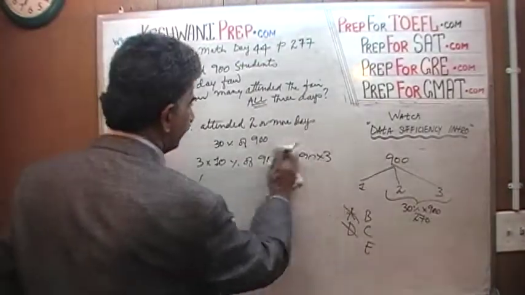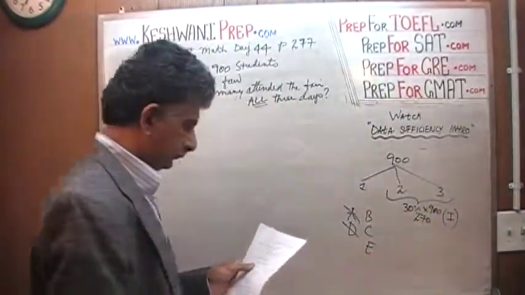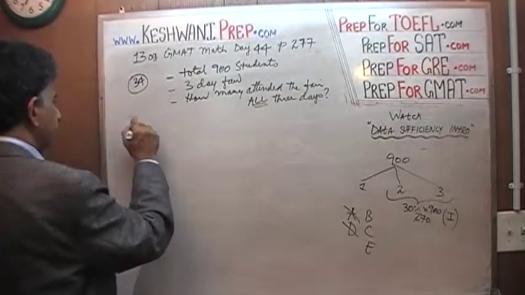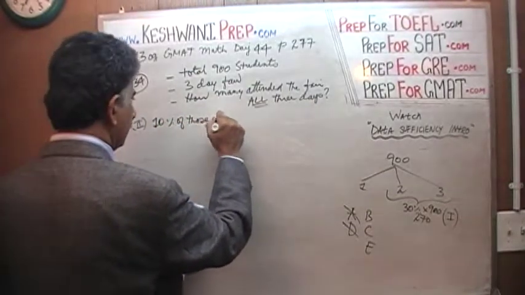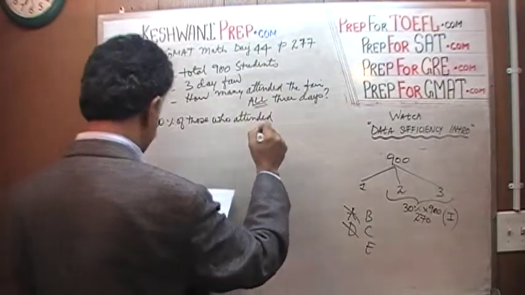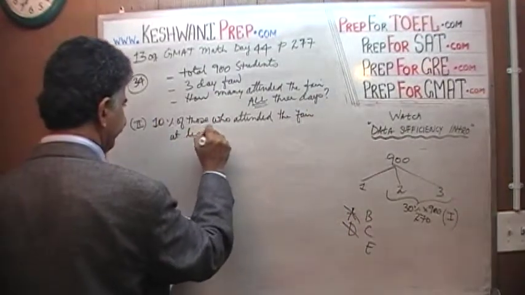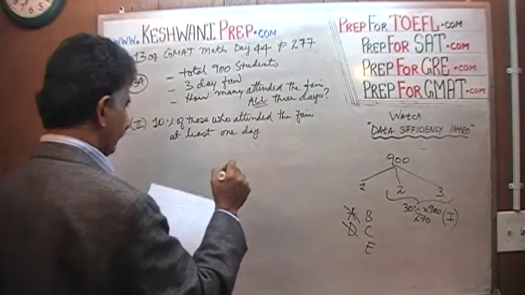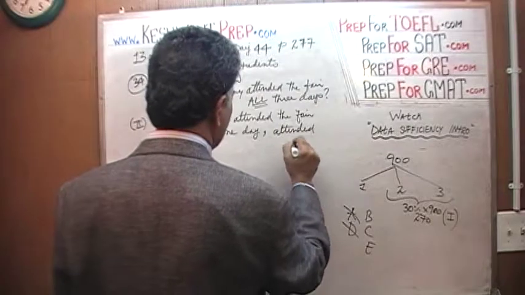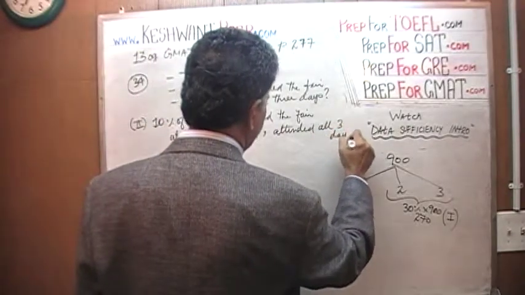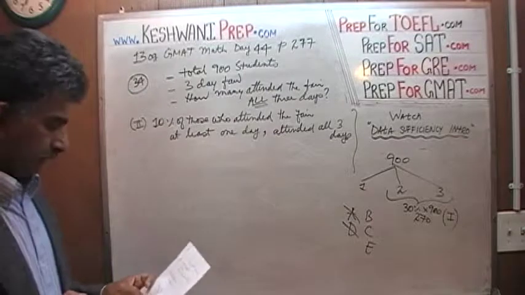Let's look at the second statement. In the second statement, they tell us that 10% of those who attended the fair at least 1 day attended all 3 days.